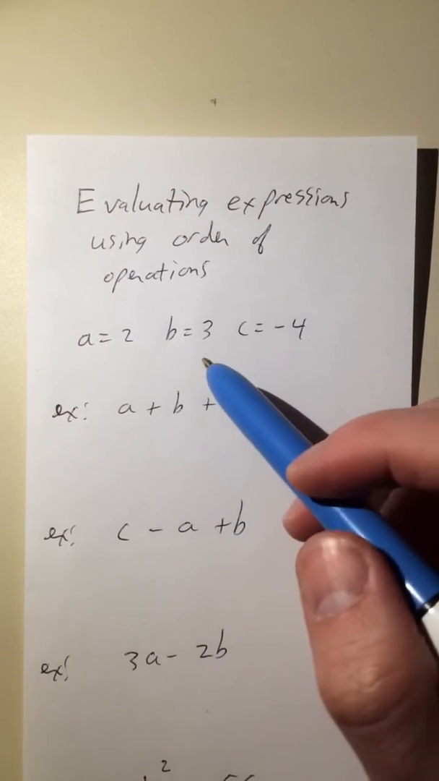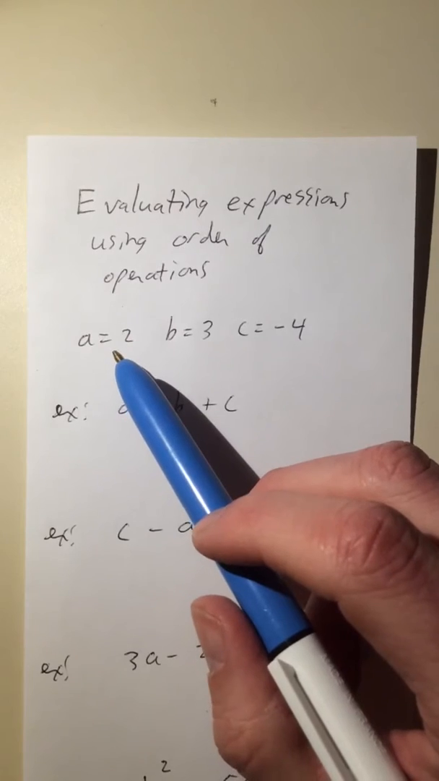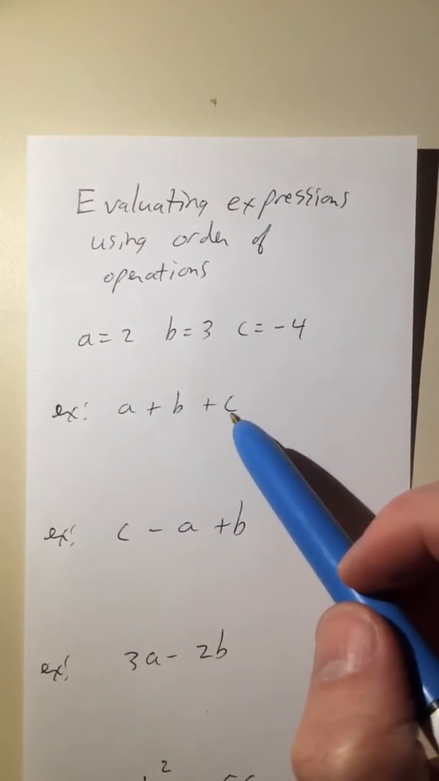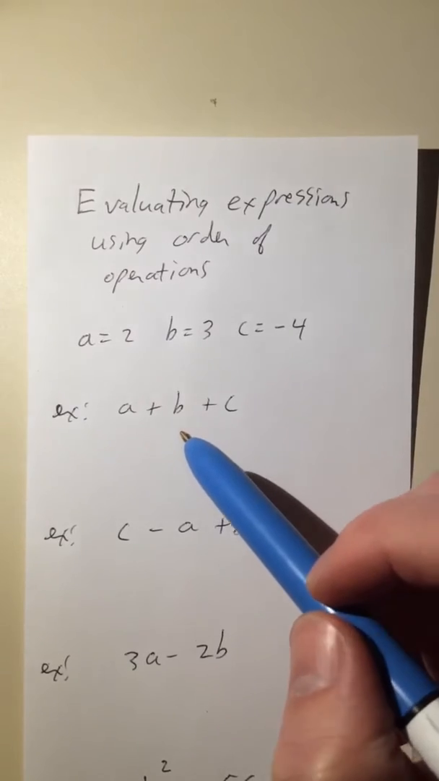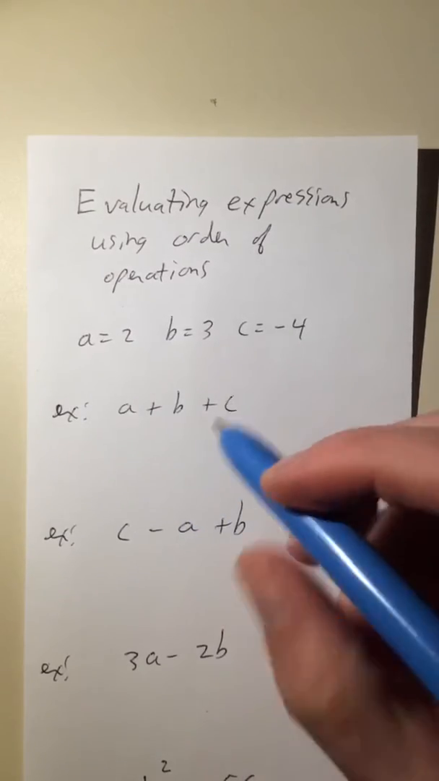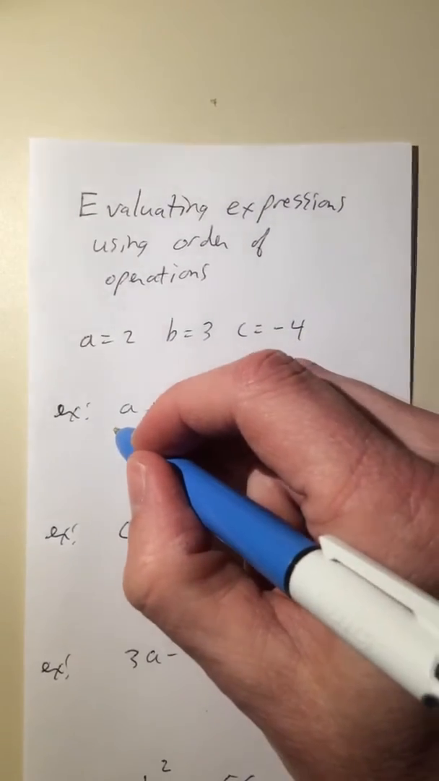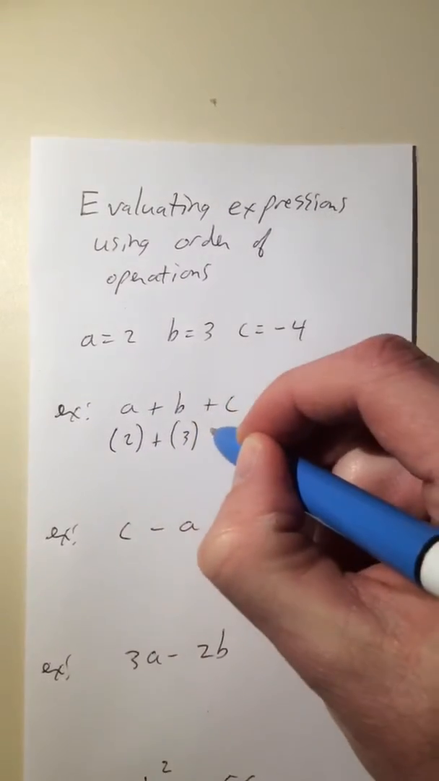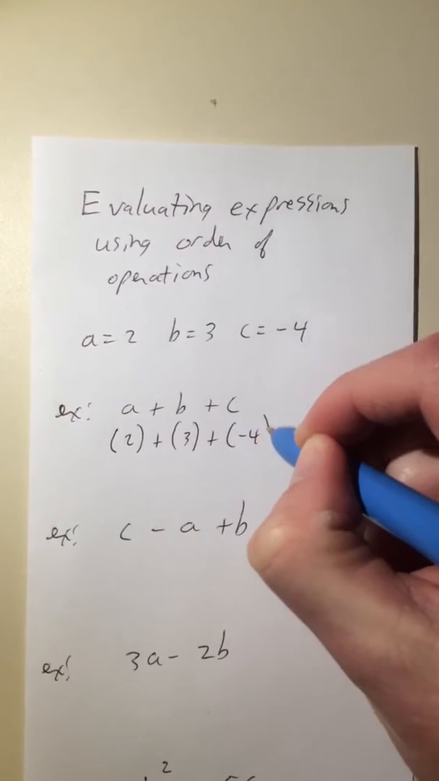What I would recommend is that wherever you see an a, you plug in a 2, b is 3, c is -4, and I put parentheses around them just to keep everything nice and clean and organized. So for a, we put in 2, b is 3, and c is -4.